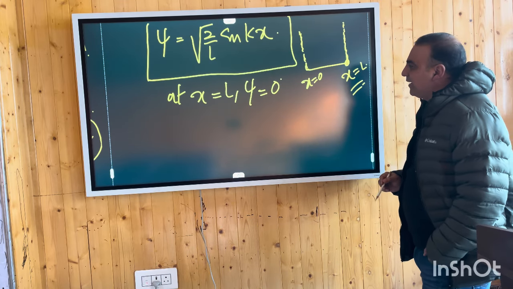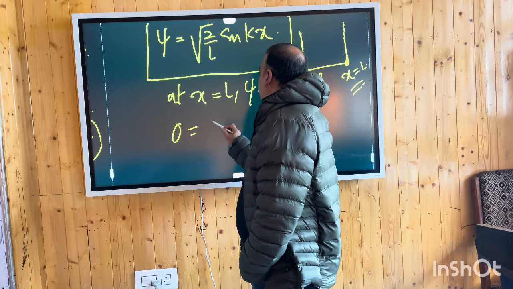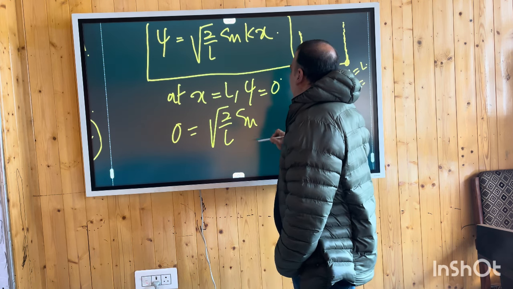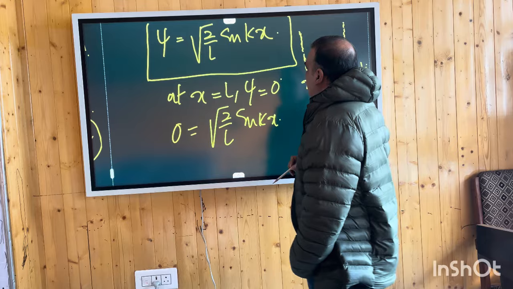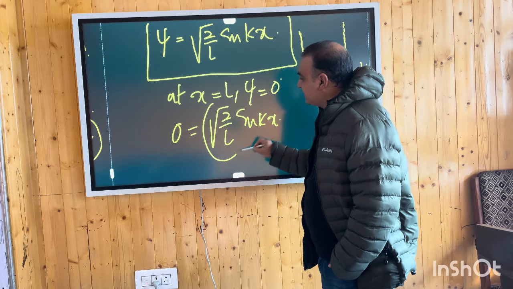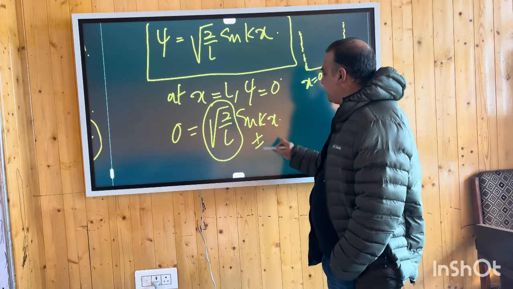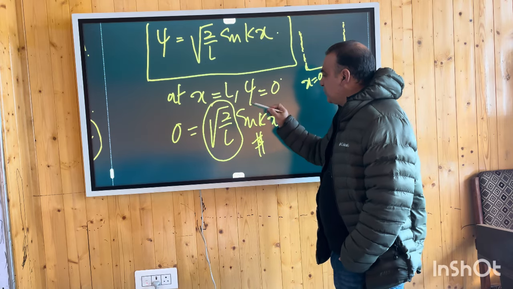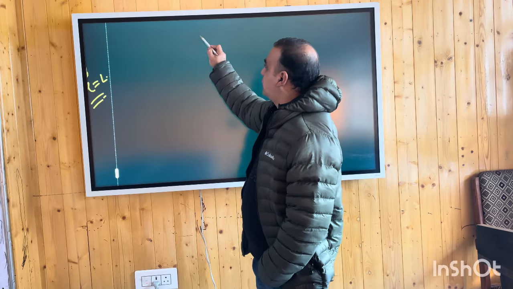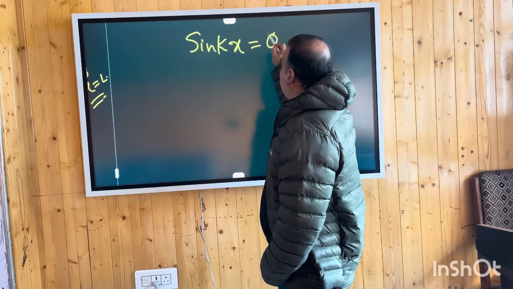This is how it looks. So I can use this condition here. So 0 will be equal to under root of 2 by L, and then sine of kx. Now we immediately understand that this prefactor is not equal to 0. Then what should be equal to 0 is this sine of kx. So sine of kx is equal to 0.